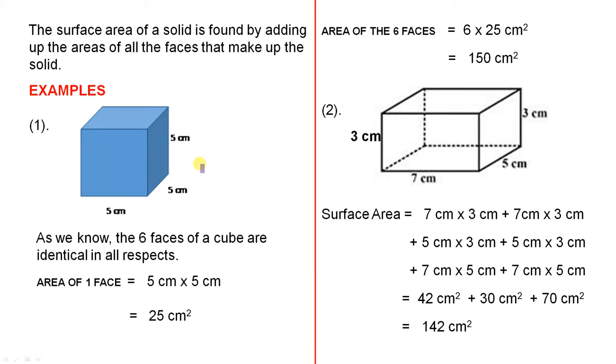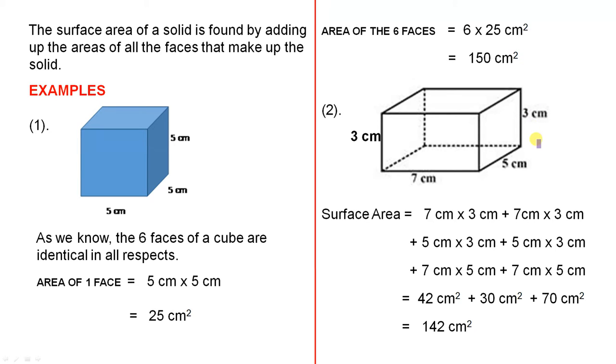The first example gives us a cube which has 6 equal faces. Each face is a square, and the measurements of each square will be 5 centimeters by 5 centimeters. As we know, the 6 faces of a cube are identical in all respects, so the area of one face is 5 centimeters by 5 centimeters, which is 25 square centimeters. So the area of the 6 faces will be 6 times 25 square centimeters, and that's 150 square centimeters.